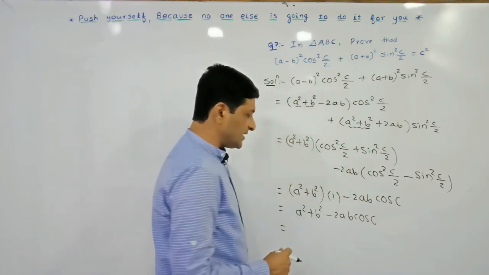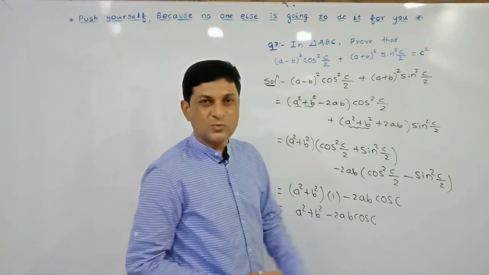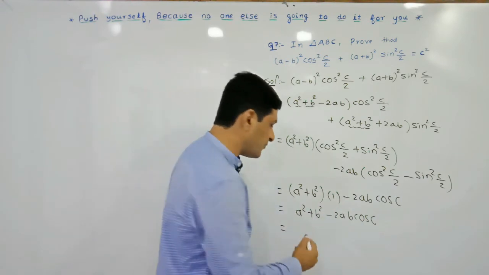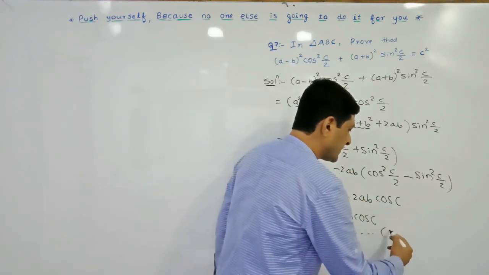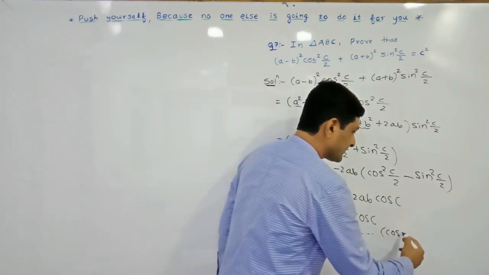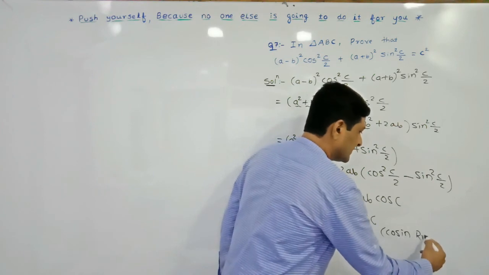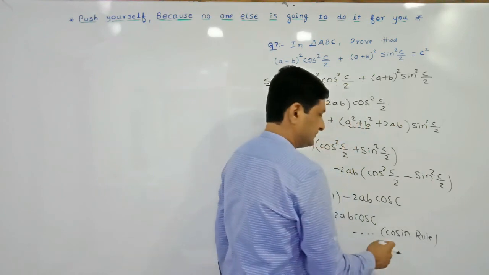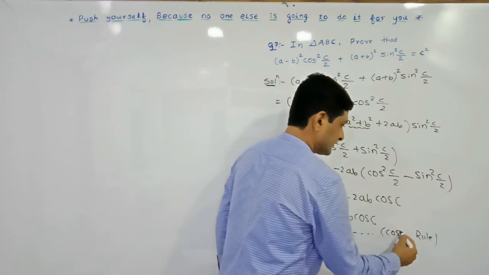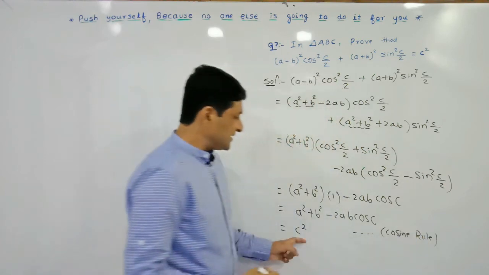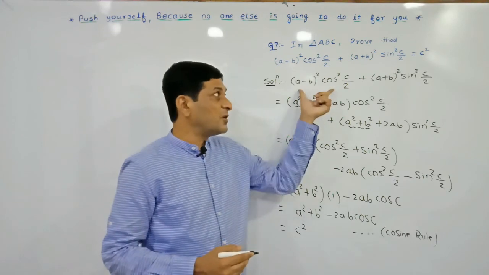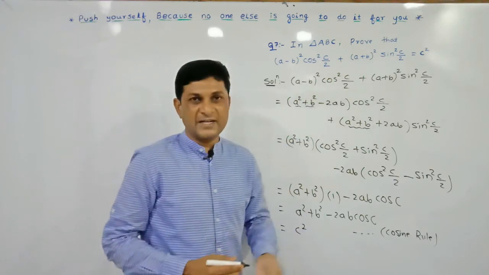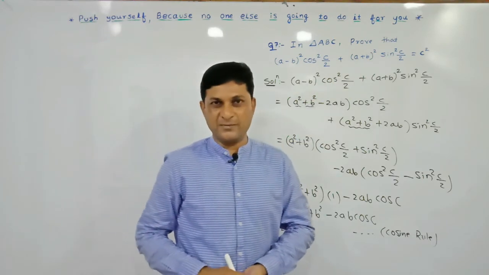If you observe, a² + b² − 2ab cos C is the value of what? c² according to the cosine rule. So that's why here I am giving the reason cosine rule. And this is nothing but the result which we have to prove here. So considering the left hand side, we have shown that its value is equal to the right hand side, means it will be equal to what? c².